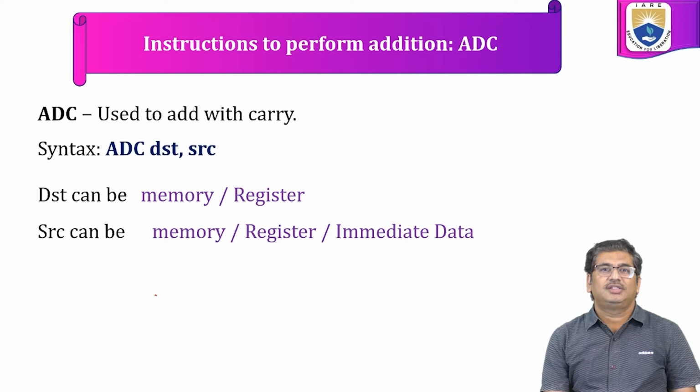The next instruction is ADC, add along with carry. This instruction is used to add along with carry. The syntax of the instruction is ADC, destination comma source. Here, the destination can be a memory location or a register, whereas the source can be a memory location or a register or immediate data, but both source and destination cannot be memory locations, and the size of the source and destination will always be the same.